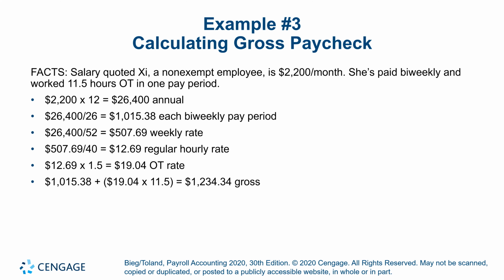Here's another example. It says salary quoted to Chi, a non-exempt employee, is $2,200 per month. She's paid bi-weekly and worked 11 and a half overtime hours in one pay period. Okay, so bi-weekly means every other week.